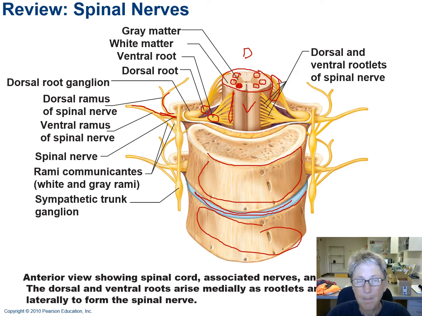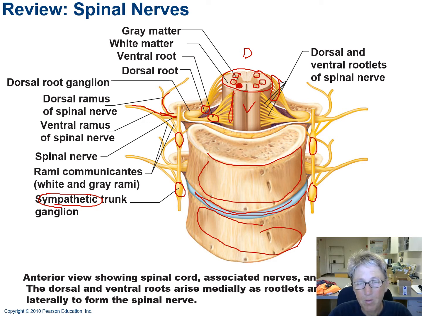And then you have these sympathetic trunk ganglia, or singular, this is a sympathetic trunk ganglion. Here's one here. And if you remember, a ganglion is a collection of cell bodies in the peripheral nervous system. And we'll talk more about these sympathetic trunk ganglia when we do the autonomic nervous system, because we're going to do the sympathetic nervous system and the parasympathetic nervous system. Oh, one more thing.